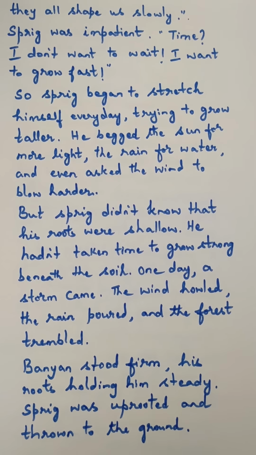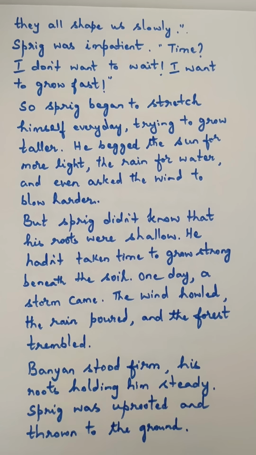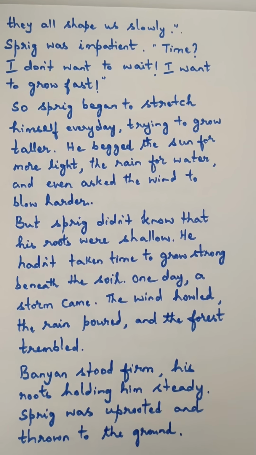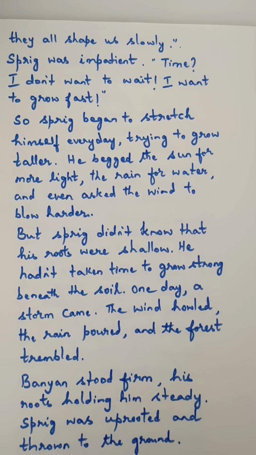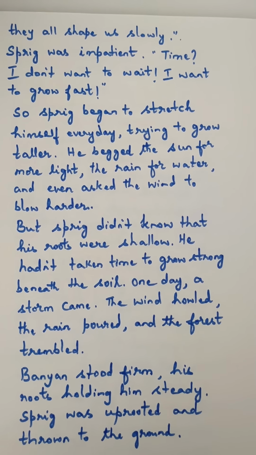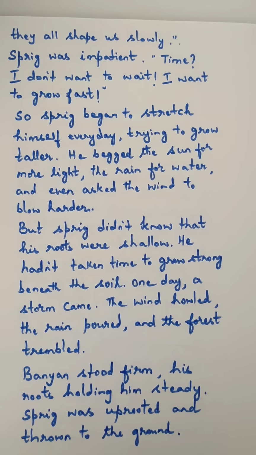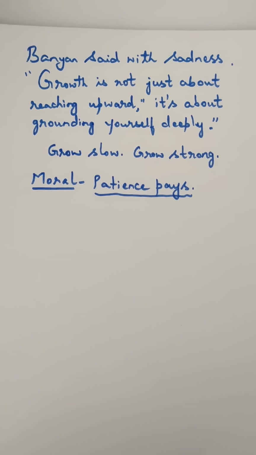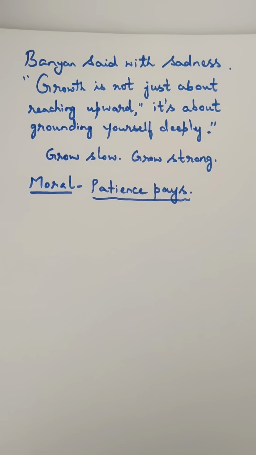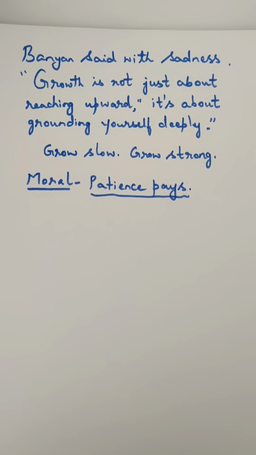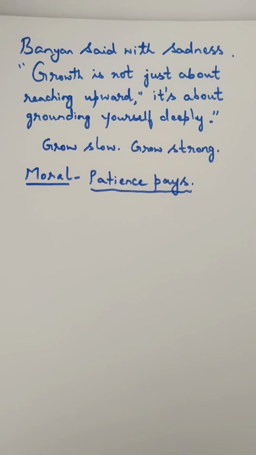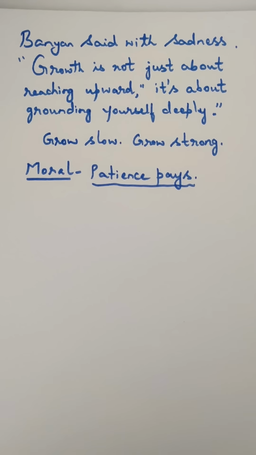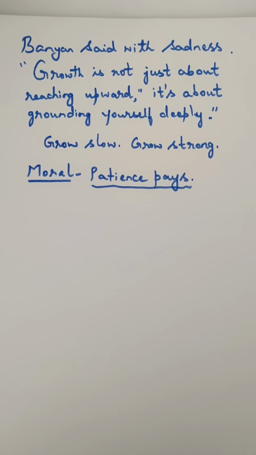One day, a storm came. The wind howled, the rain poured, and the forest trembled. Banyan stood firm, his roots holding him steady. Sprig was uprooted and thrown to the ground. Banyan said with sadness, "Growth is not just about reaching upward. It's about grounding yourself deeply. Grow slow, grow strong." One more moral is patience always pays.